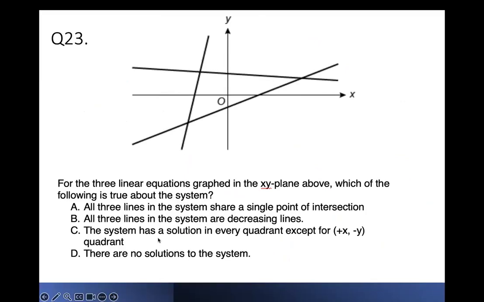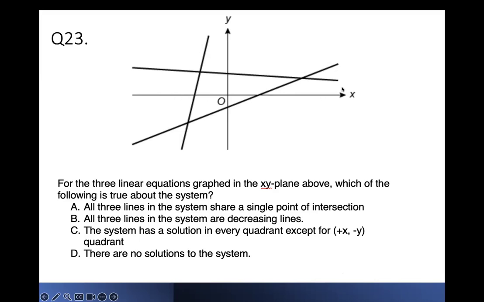I love this graph because it's a little bit confusing, but it's not. For the 3 linear equations graphed in the xy-plane, which of the following is true about the system? All the lines in the system share a single point of intersection. All 3 lines in the system are decreasing. The system has a solution in every quadrant except the plus x, minus y quadrant. There is no solution to the system. Well, you've got to prove it. Read each statement and then say yes or no. That's the way you can answer the question, true or false.